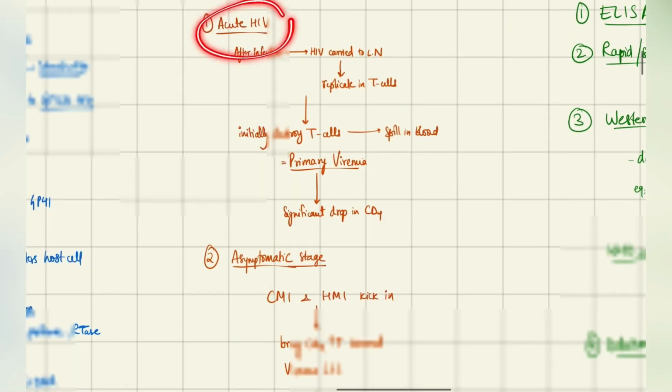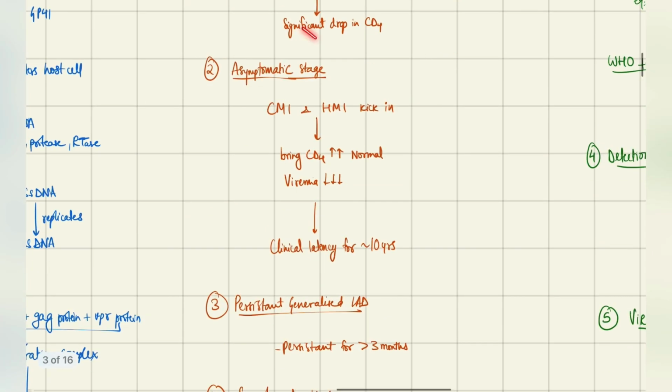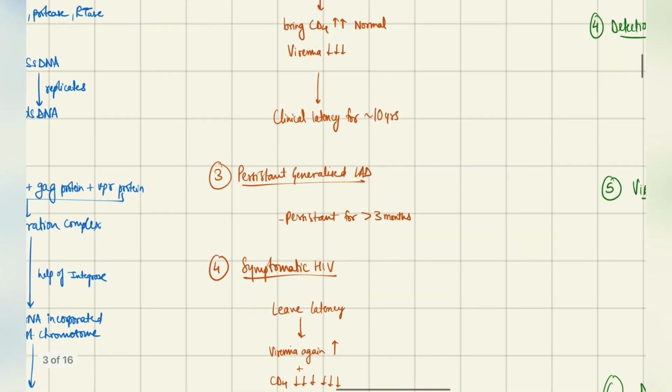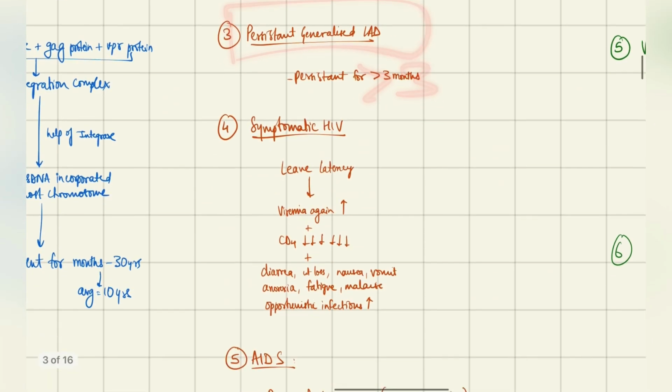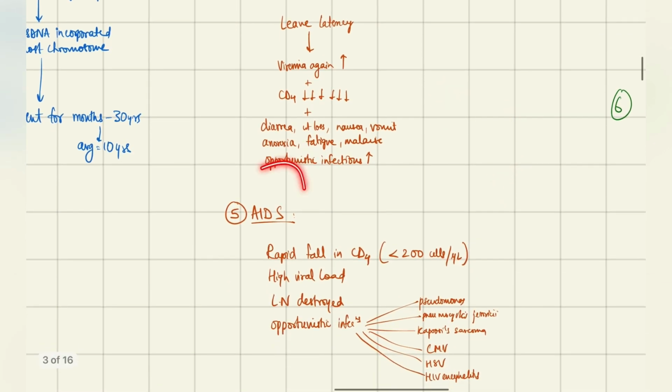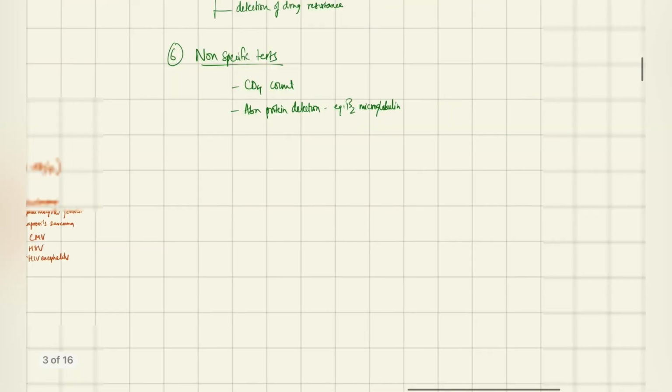Then what were the stages? Acute HIV, you get little symptoms, primary viremia, less CD4 count. Then asymptomatic stage, you compensate, virus goes for latency. Then persistent generalized lymphadenopathy for more than 3 months. Then symptomatic HIV, the virus leaves latency, viremia increases, CD4 decreases. Then finally AIDS, when the CD4 count goes below 200 and you get all sorts of opportunistic infections and high viral load.